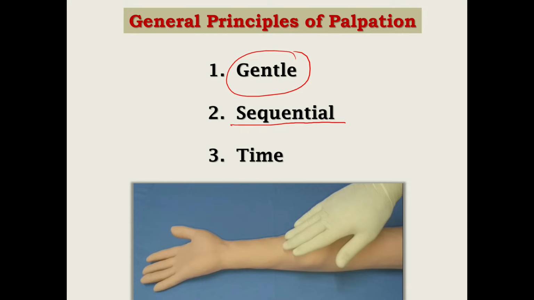The third and most important principle is that you should spend some time in palpation. I told you in the inspection that if you know what to say, then a few seconds are enough. But in palpation, you have to use your hand and your fingers in assessing these features in different ways, and it will take some time. So all these three things you can remember with a mnemonic of GST: gentle, sequential, and time.